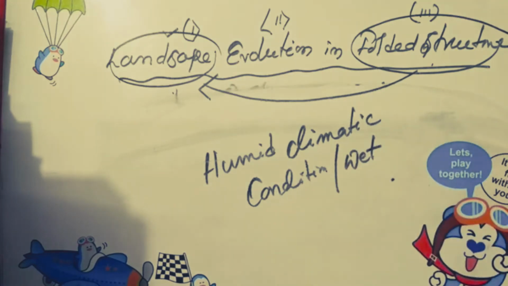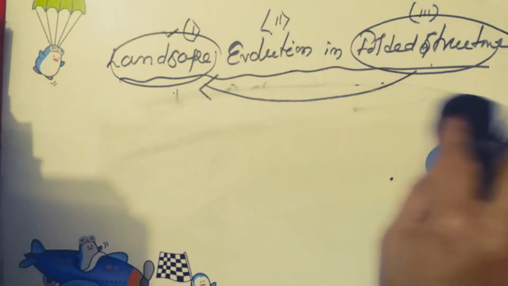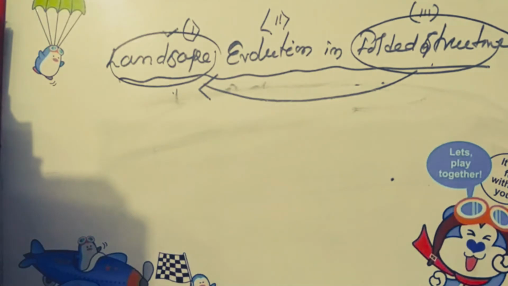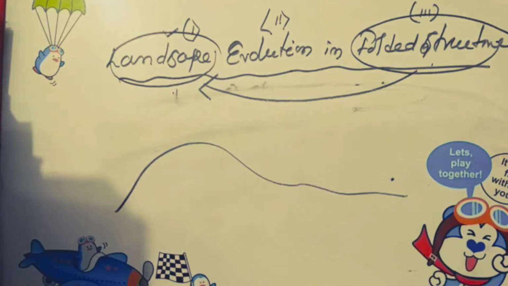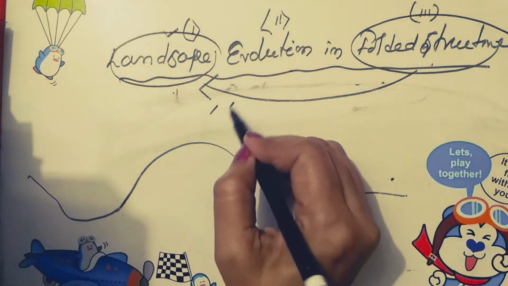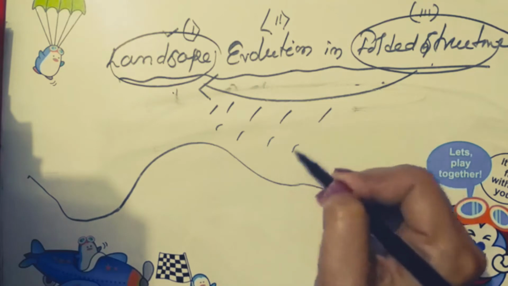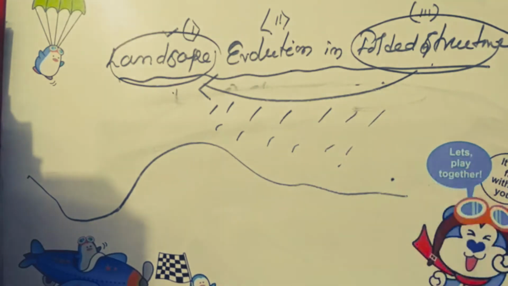Okay. Now come to another point. Second one is, suppose this is the fold structure. This is a fold. This is a fold structure. Here it's a humid climatic condition. Obvious result is that this area gets rainfall. So what will happen?